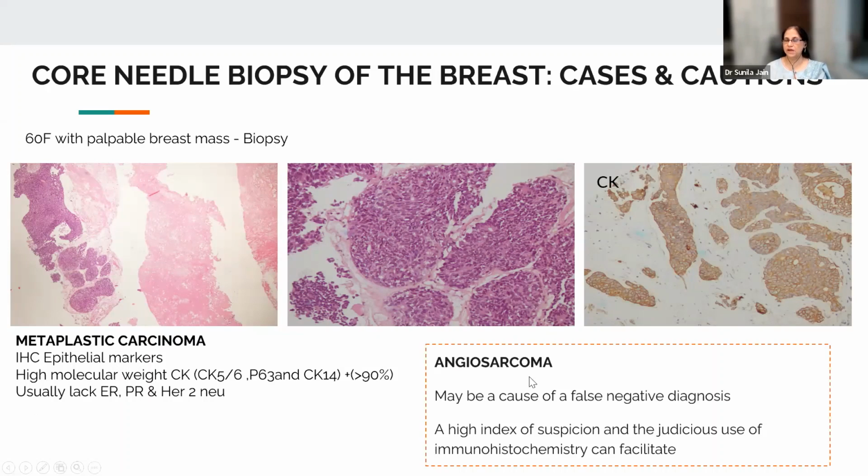Another important pitfall is angiosarcoma, which can be missed and give a false negative diagnosis when it is very well differentiated. On the other hand, if there is epithelioid angiosarcoma, then it can be mistaken for a carcinoma also. So we have to be very careful. If the lesion is suspected of angiosarcoma, then we should do a panel of markers like CD31 for confirmation.